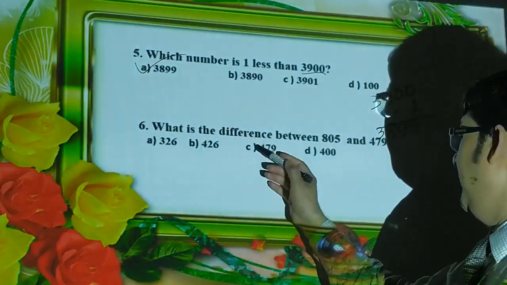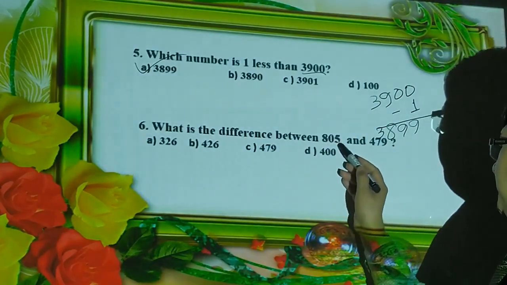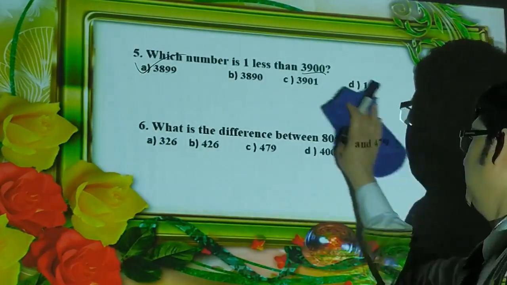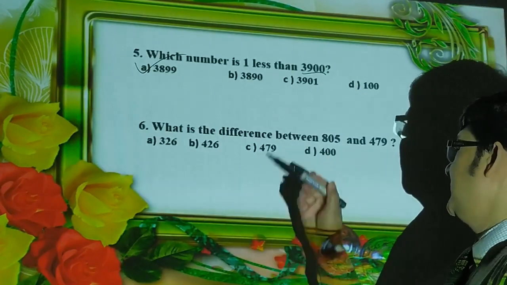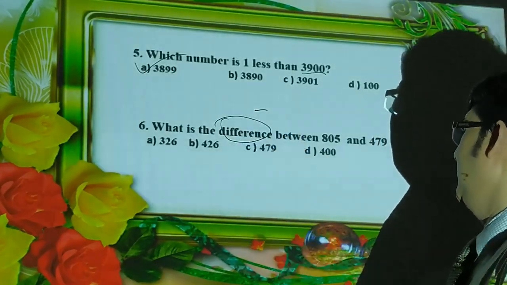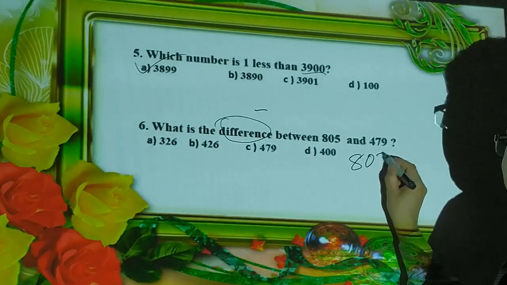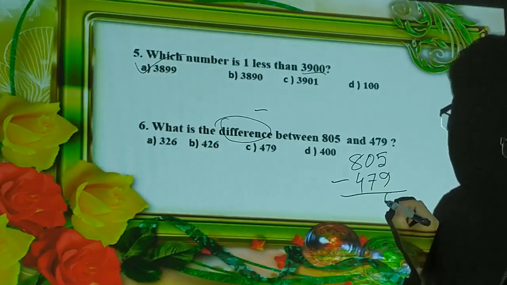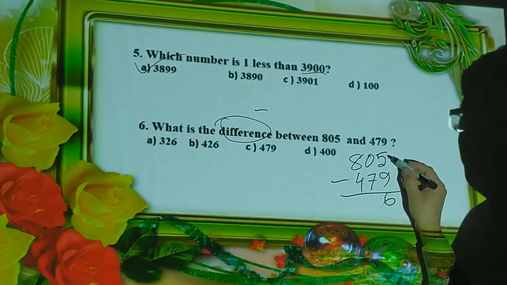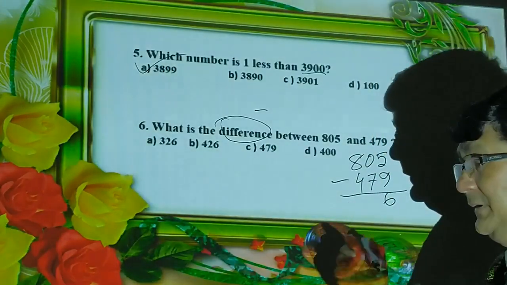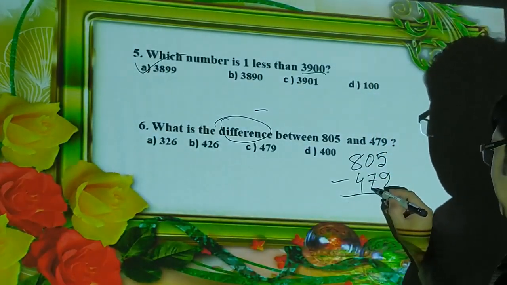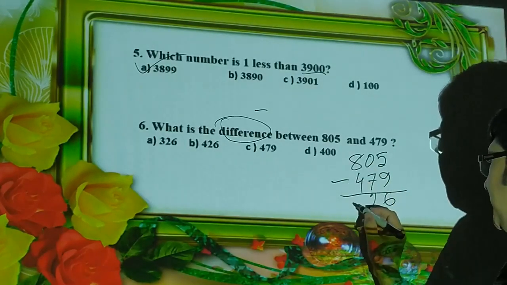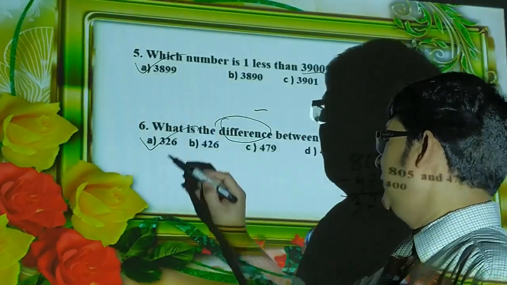Another question. What is the difference between 805 and 479? So what is difference? Difference means, my students, minus. So you write 805 and difference 479. So it will be how much? 6. Carry 1. Because you think 5 is less, that's why you can take 15. And carry 1, and 7 and 1, 8, and 2. And carry 1 and 4, 5. So 8 minus 5 it will be 3. So our number will be 326.